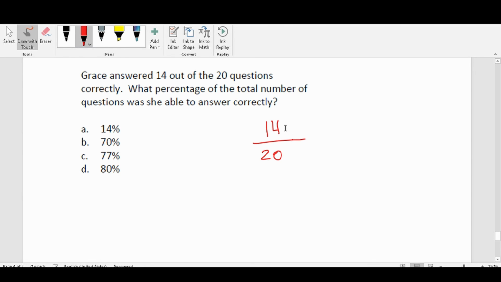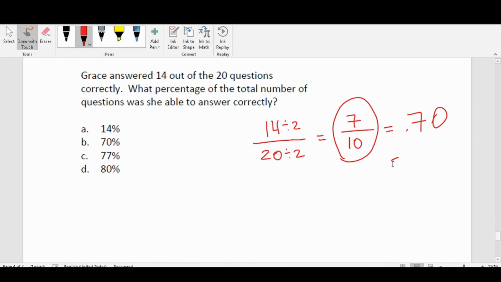Before I do any division, I'm going to reduce the top by a factor of 2 and the bottom by a factor of 2. 14 divided by 2, of course, is 7. 20 divided by 2 is 10. And by now, we should all be able to recognize that 7/10 is the same as 0.70, which is the same as 70%. Okay.